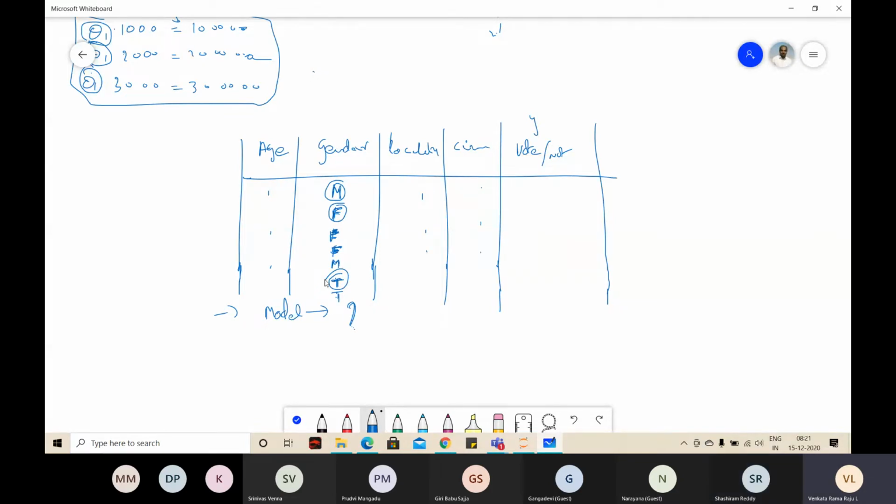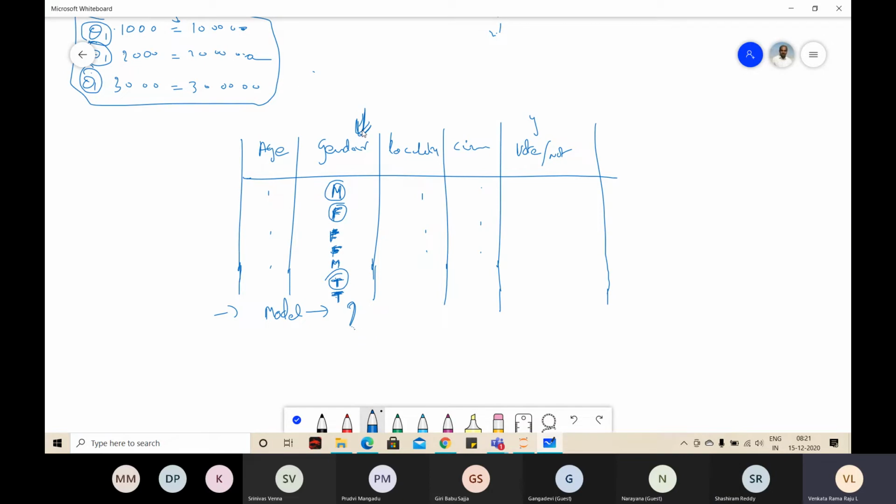When somebody is voting, male vote has got 10 points, female vote has got 20 points, and transgender has got 15 points? Anything like that? Each vote counts only one, right? In that case, I would say one thing: we should remove. Actually, this column is not needed.